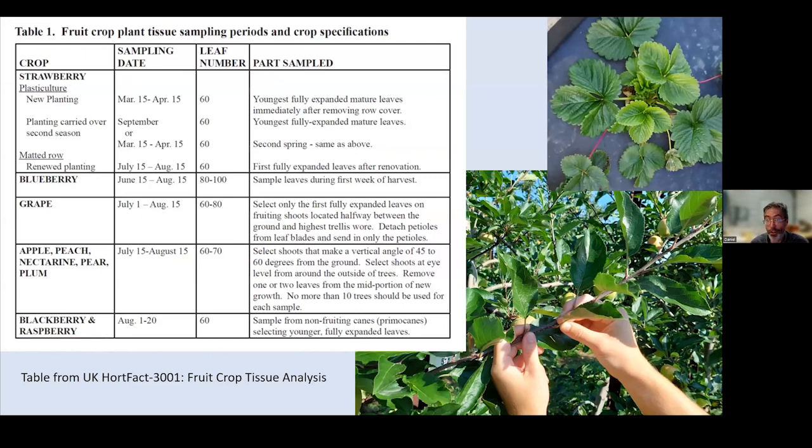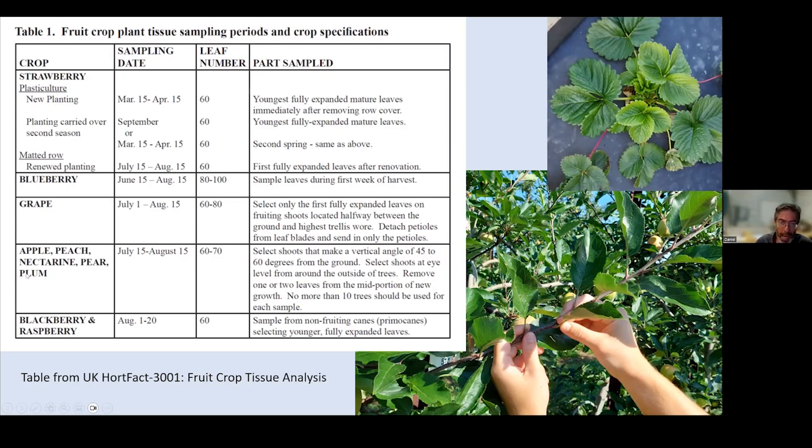Now, they should be sampled at the correct time. For example, for strawberries, for new plantings, they'll be collected around bloom up to harvest, March 15th to April 15th. The total number of leaves is going to be 60, from the youngest fully mature, expanded leaves. The way to tell the difference is young leaves will be lighter green, and then the darker leaves will have changed to be mature. These two leaves right here were possibly the most recently fully mature expanded leaves.